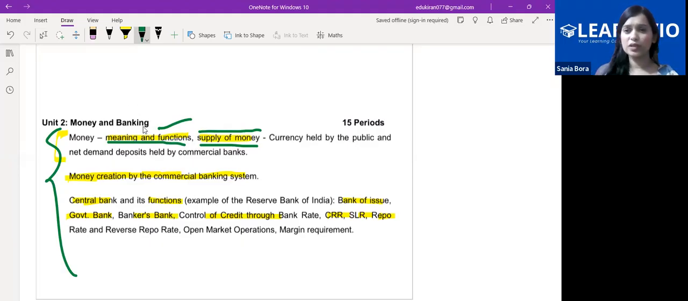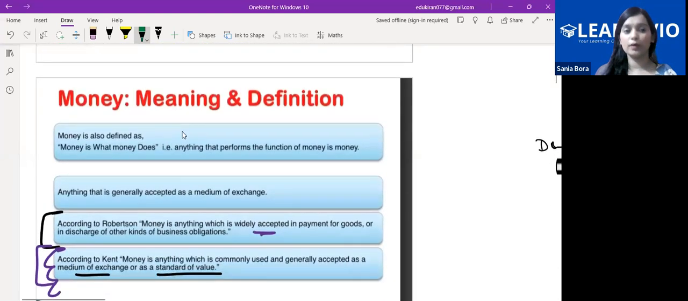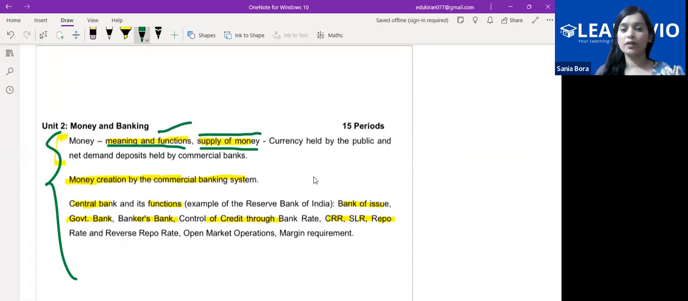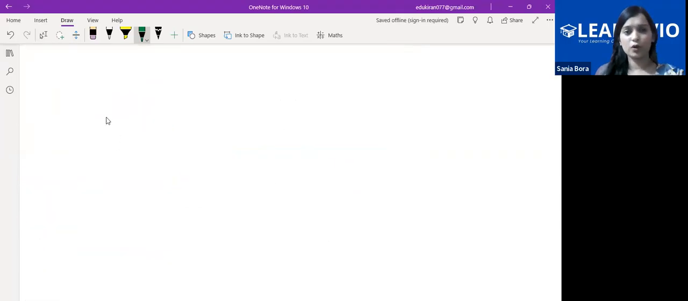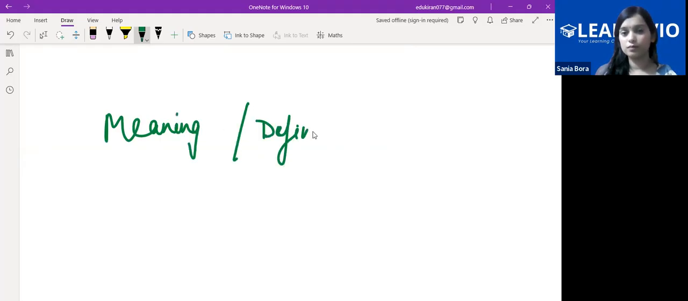So this one, just leave the first page. Let's first understand a few things and then I will give you time to write this down in your notebook. Before starting over here, I'll ask you a few questions. What is the difference between meaning and definition? If I ask you, what is the meaning of money? If I ask you, define money or the definition of money, is this the same or is there any difference?